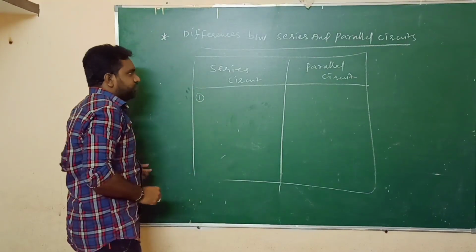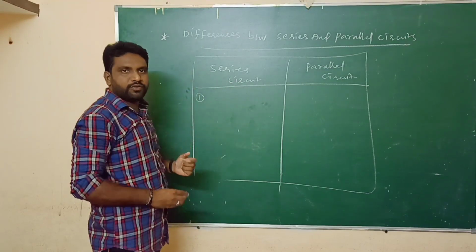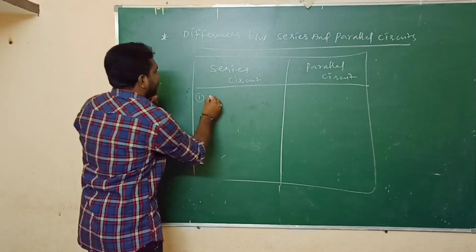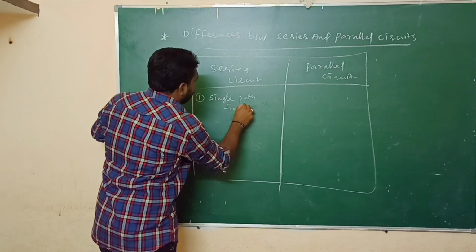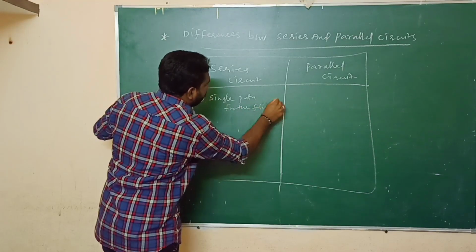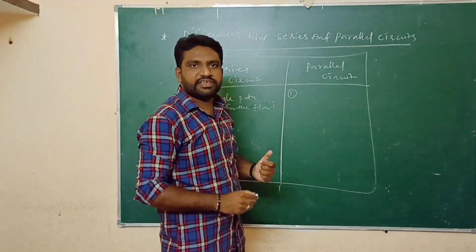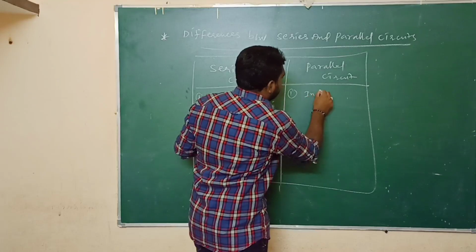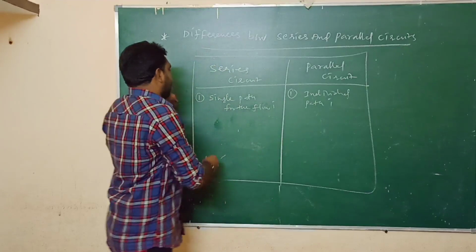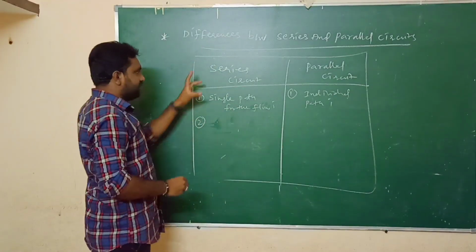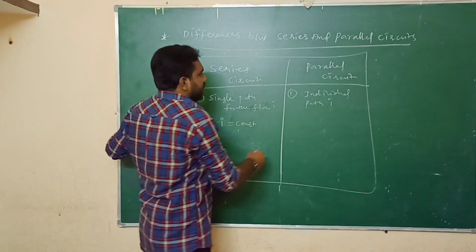We know that it provides a single path for the flow of current. In case of series circuit, we have only a single path for the flow of current. And what about parallel circuit? It provides an individual path for the flow of current. And next thing, in case of series circuit, current remains constant, I equals constant.